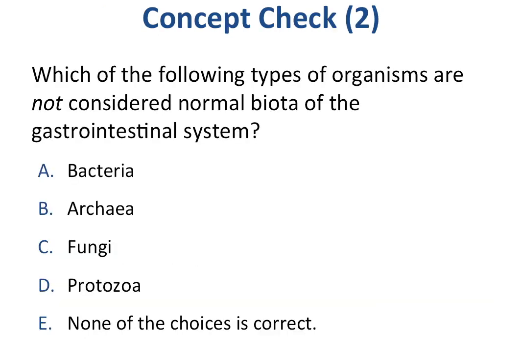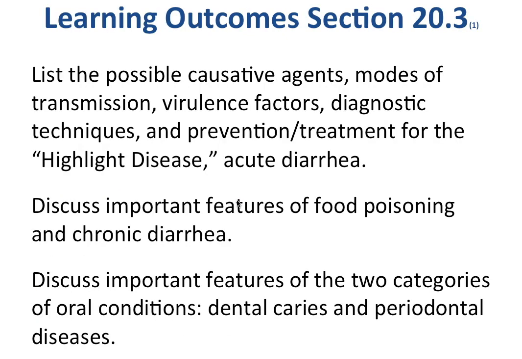Which of the following types of organism are not considered normal biota of the GI tract? So I gave you 5 seconds. So the correct answer is B, Archaea, okay? Archaea is a very ancient form of microbe that only lived in the extreme conditions of the earth, such as deep sea volcanoes.